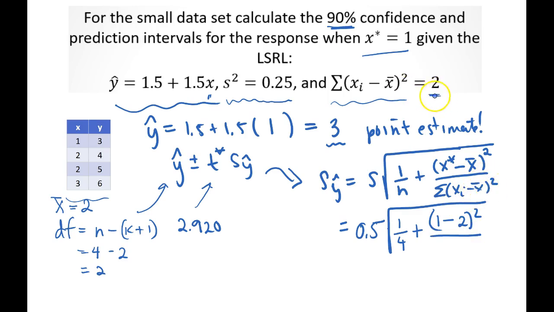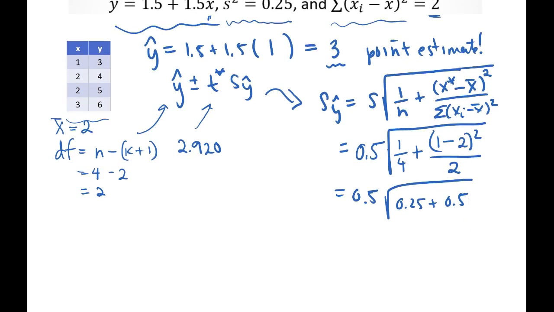That is given to us. We could have found that by taking each one of these observations, subtracting off the mean, squaring it, and adding them all up. We find that that's equal to 2. So this is equal to 0.5 times the square root of 0.25 plus 1 minus 2 squared over 2, which is just 0.5. So now we get 0.5 times the square root of 0.75, which comes out to be 0.433. So that is our standard error for our confidence interval for our response when x is equal to 1.